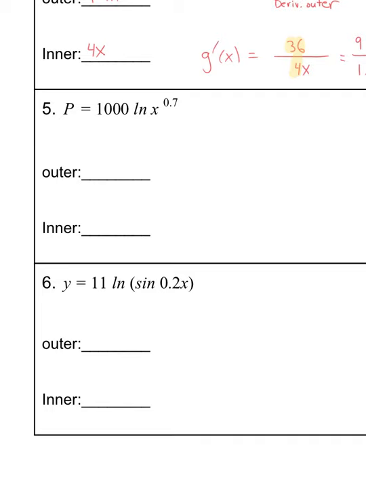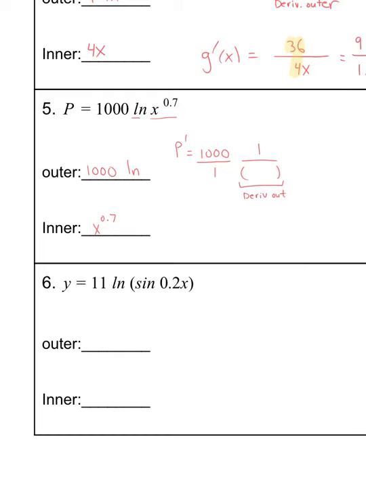Okay, number 5, let's count our functions. We have ln and x to the 0.7. 2 functions, 1 chain. 1,000 comes along for the ride. I'm taking the natural log of x to the 0.7. So my outer function here is natural log, and my inner function is x to the 0.7. All right, so p prime, the derivative, 1,000 comes along for the ride. I'm going to make it a fraction. The derivative of ln is 1 over something. So that is my derivative of the outer function, first step.